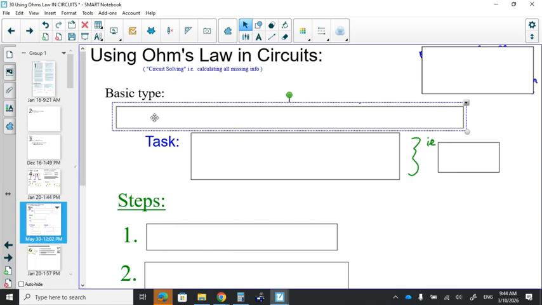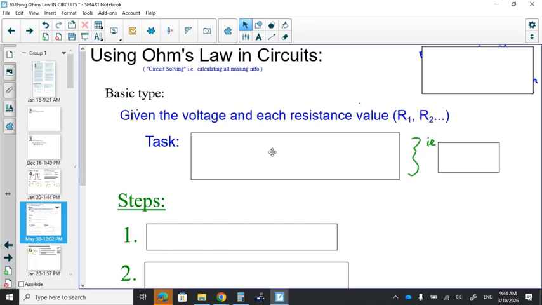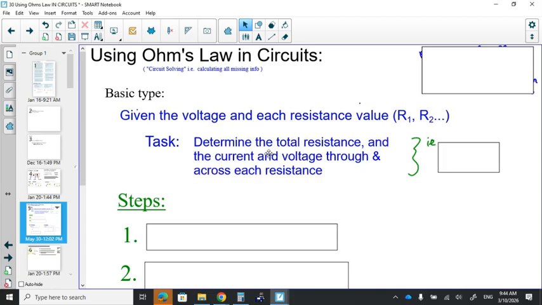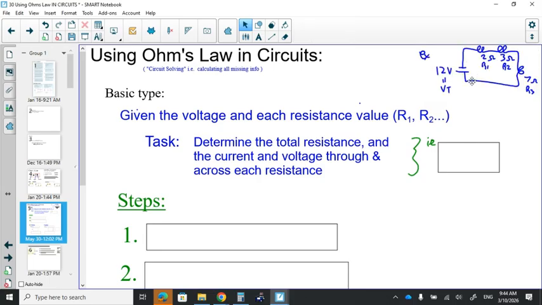So the basic type, like I said, you're going to be given all of the resistance values and how they're hooked up. Your task is to determine everything else. For example, if you had a series circuit with 12 volts applied to a 2 ohm, 3 ohm, and a 7 ohm, you can calculate how much voltage drops at each, how much current's through it, basically everything.